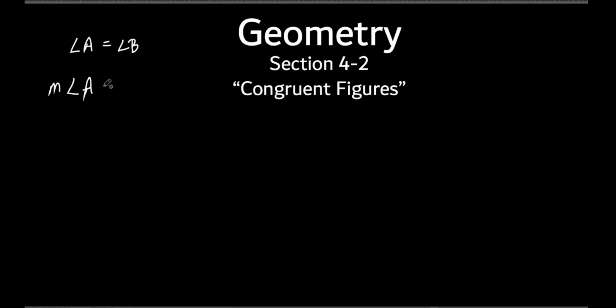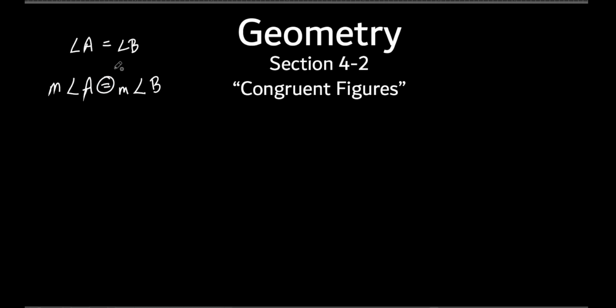What does that mean? What does the m mean? The m doesn't mean it's congruent. The measure of, right. I don't talk about it a lot, but I've mentioned it several times, that the little m in front of it means the measure of angle A is equal to the measure of angle B. All right, that's when you can use an equal sign. Everybody with me on that?